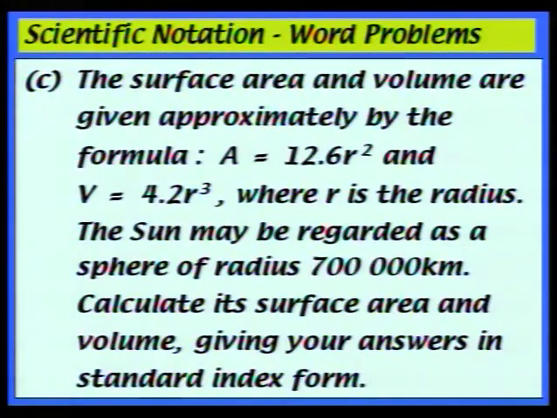Okay, next question. The surface area and volume are given approximately by A equals 12.6 R squared and V equals 4.2 R cubed. R is the radius. Then it says the sun may be regarded as a sphere of radius 700,000 kilometers. Calculate its surface area and volume, giving your answers in standard index form. Gabriel, your answer to letter C, please.